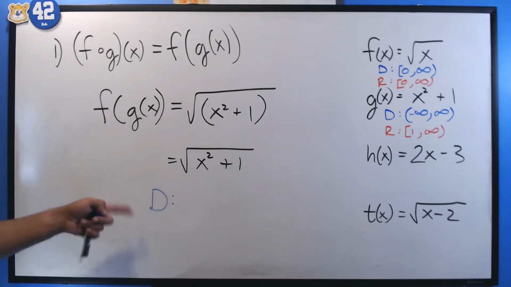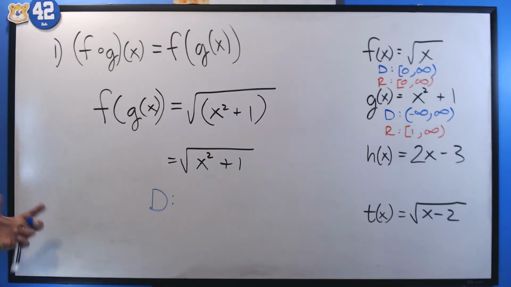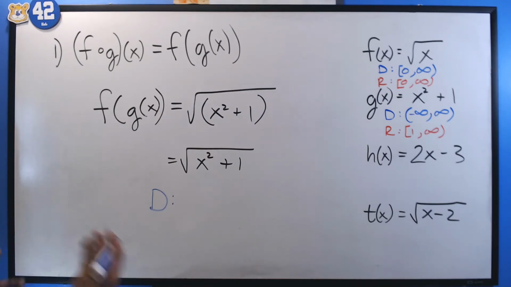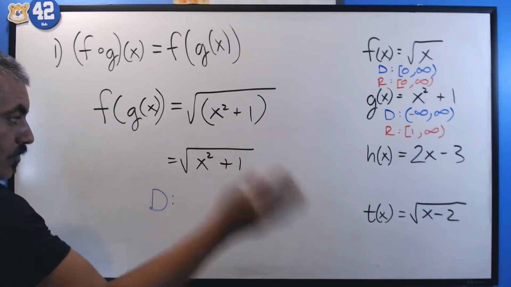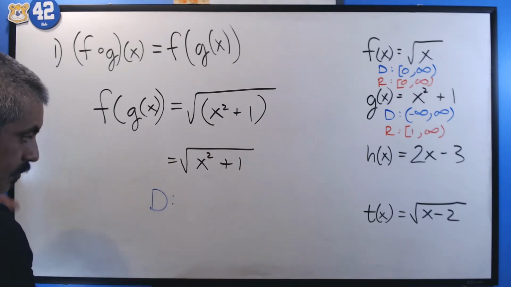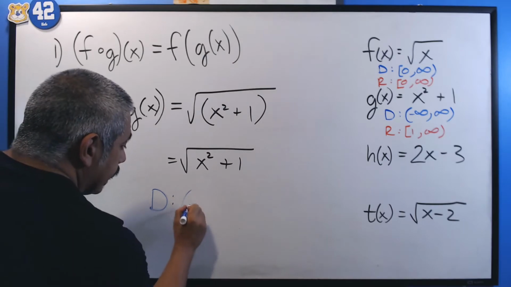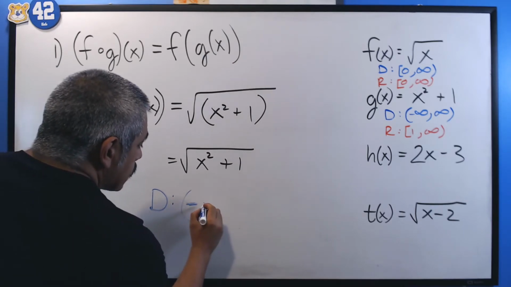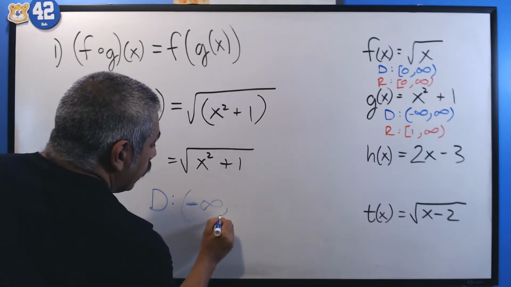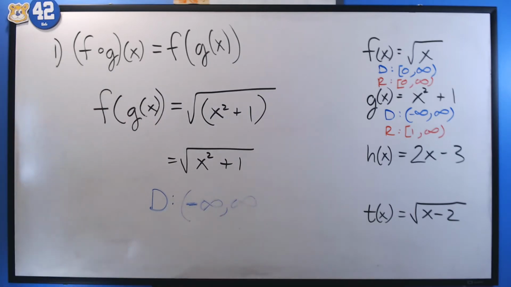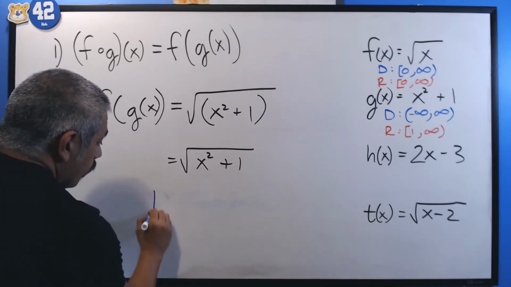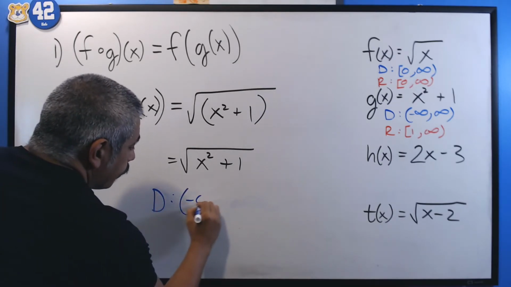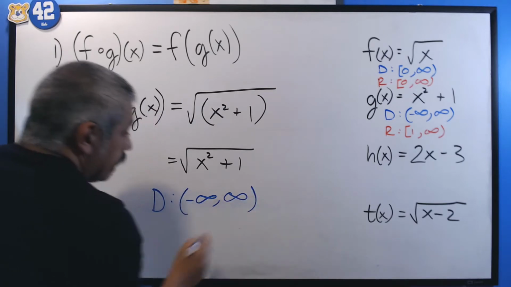So the domain of this is going to be all real numbers, because anything that we put in here gets squared, so it loses the negative, and then we're going to add 1. So my domain is fine like it is. Domain is going to be from negative infinity to positive infinity.